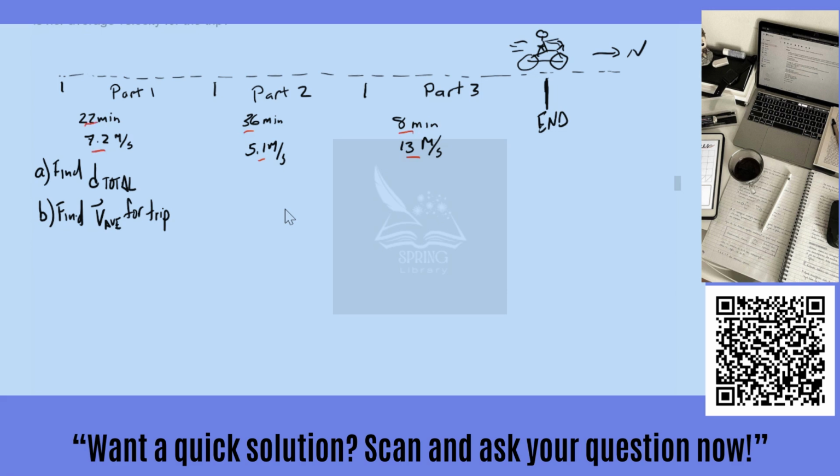Here's part one. The idea is we have to find (a) d total, the total distance that she has traveled, and (b) find the average velocity for her trip. To do that, we're going to have to find the distance first. So let's go ahead and take part A. We know that the velocity is equal to the distance divided by the time, and therefore, we can say that the distance is equal to the velocity times the time.